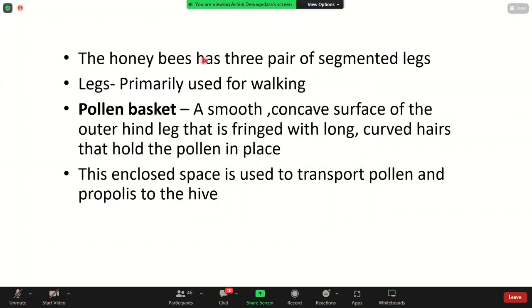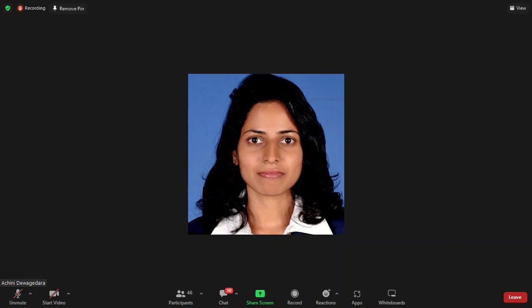When you talk about the bees, they also have three pairs of legs, and the legs are used for walking. So I will share a video regarding the types of bees in a bee colony.